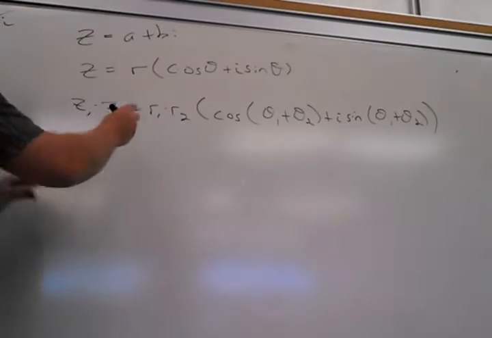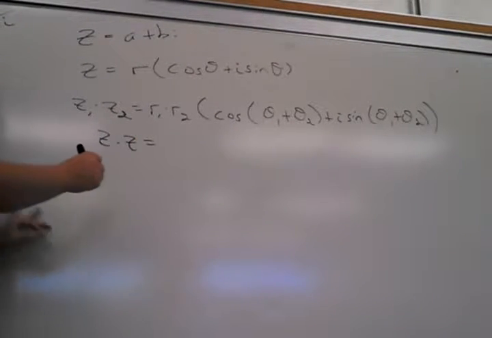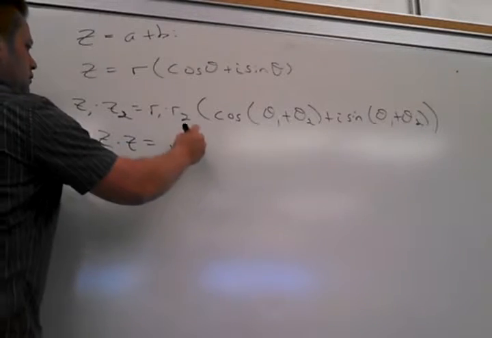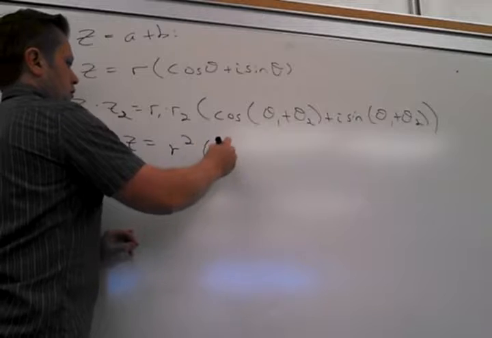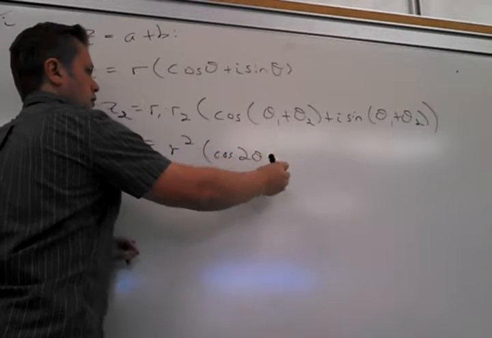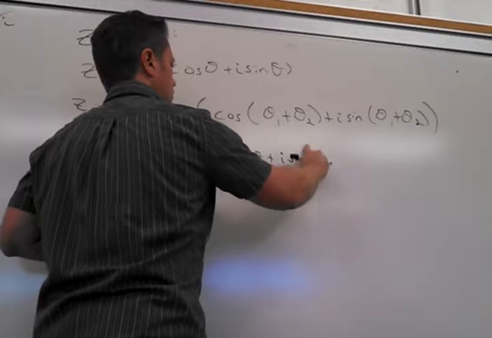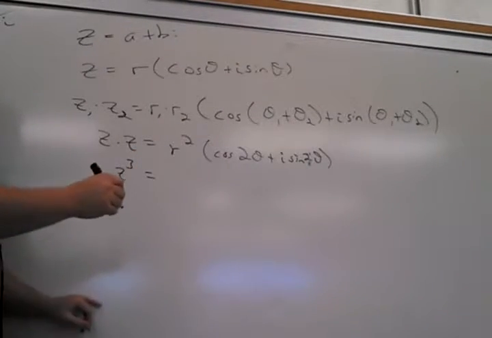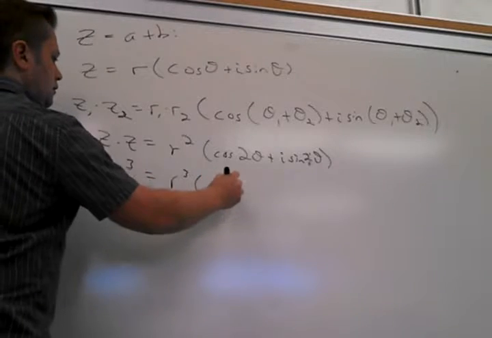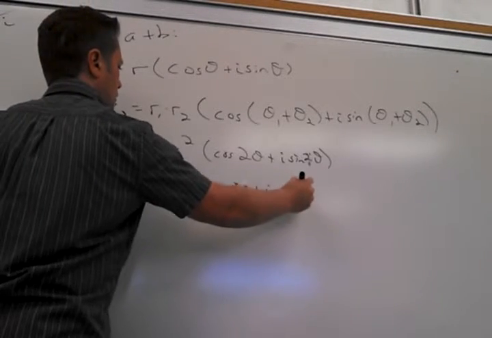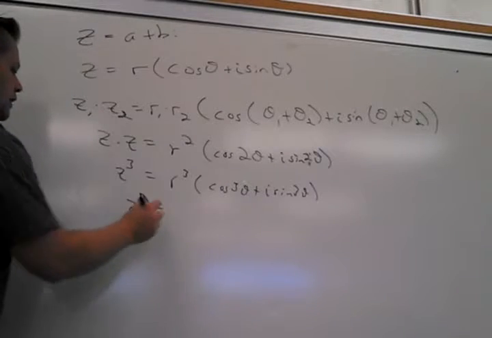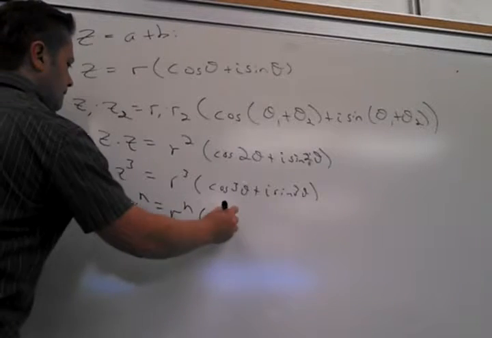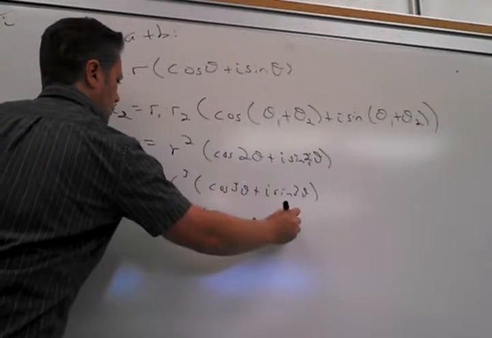So what about z times z? Nothing major there. r squared, because now the r's are the same, cosine 2 theta plus i sine 2 theta. What if it was z to the third power? r cubed, and so on and so forth. So z to the nth power of any complex number is r to the n, cosine n theta plus i sine n theta.